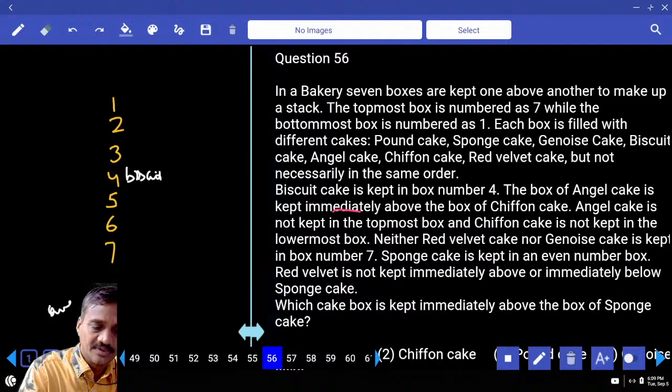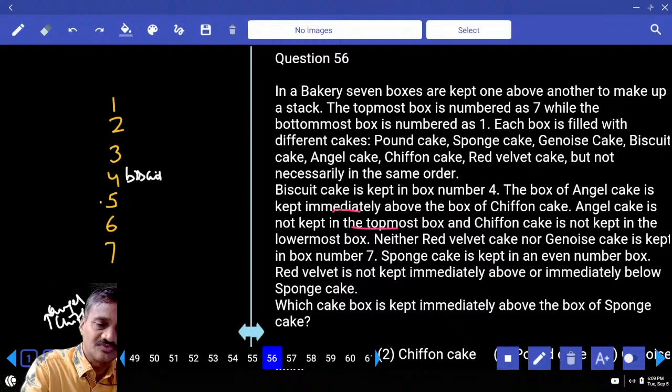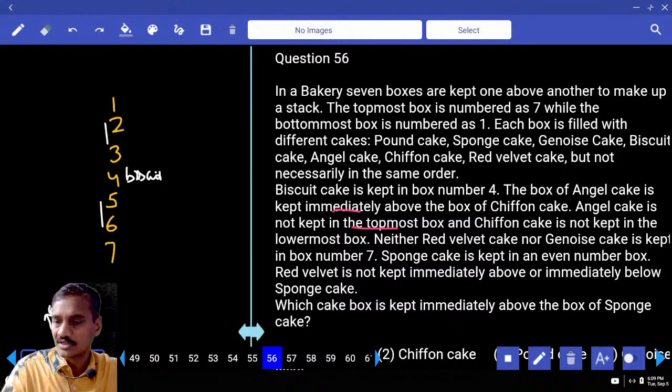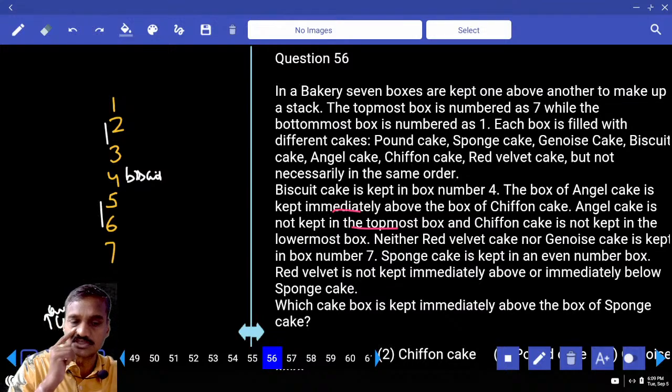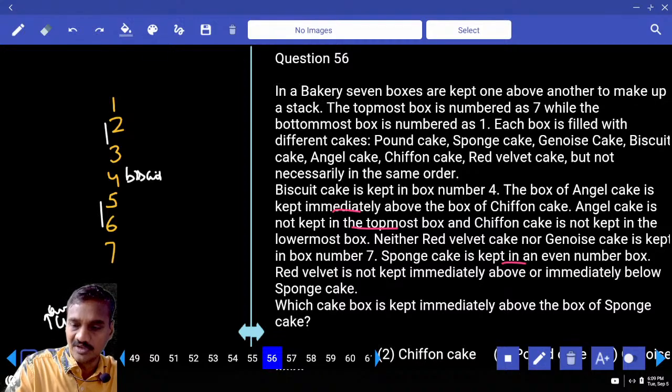Now angel is immediately above what? Immediately above chiffon. And angel cake is not kept in the topmost, and chiffon is not kept at the lowermost. Hence angel and chiffon can be here, 2, 3 or 5, 6, these are the 2 possibilities we have. And neither red velvet nor Genoise cake is kept at the 7th. The 7th place cannot be red velvet or Genoise. And sponge cake is kept at an even numbered box, maybe at the 2nd, maybe at the 6th.